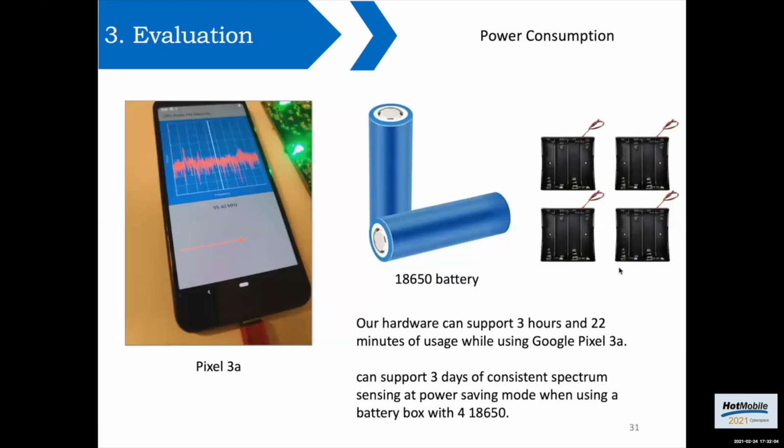In this part, we evaluate the power consumption of our hardware when it is powered by a Google Pixel 3a. If you are using the Google Pixel 3a as the only power source to power the hardware device, it can support 3 hours and 22 minutes of usage. If you use a battery box with 4 18650 batteries, it can support 3 days of consistent spectrum sensing in power saving mode.